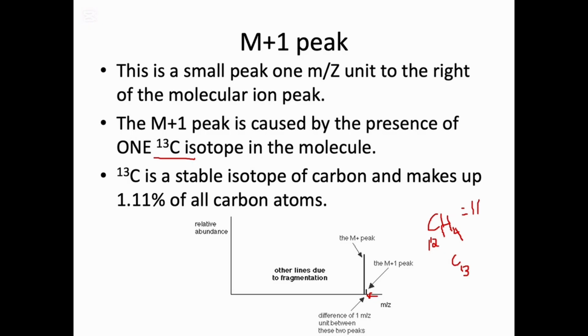So that would be the molecular mass of your sample, which is your methane. So your M plus peak would be your 16. Because every 1 out of 100 has a carbon 13 isotope instead of your regular carbon 12, those molecules would have a molecular mass of 17. And that is indicated by your M plus 1 peak.